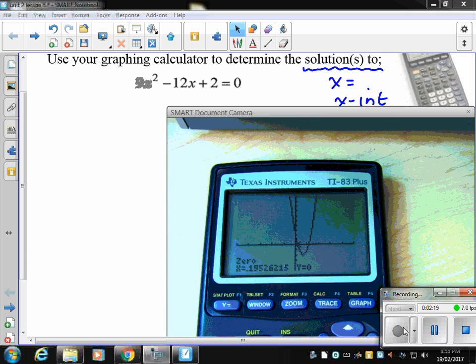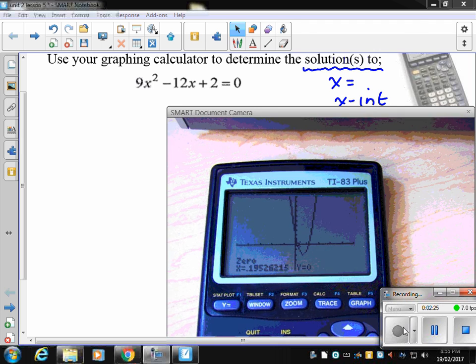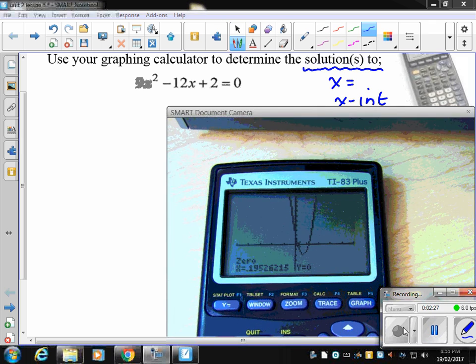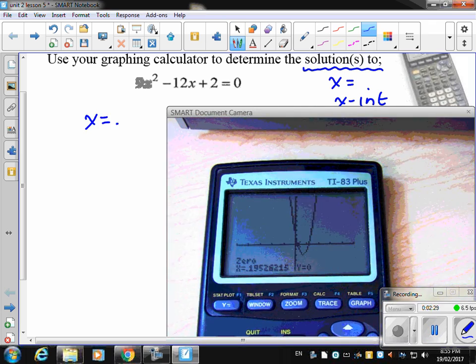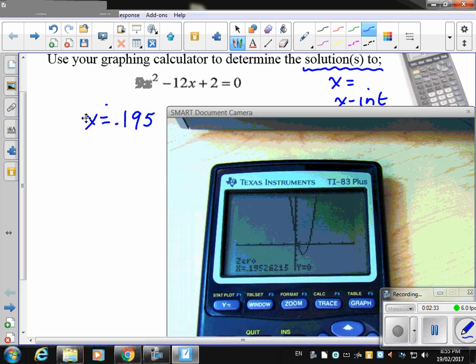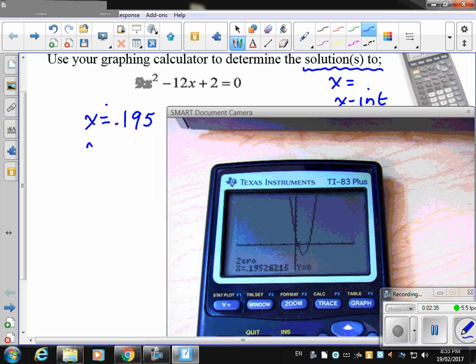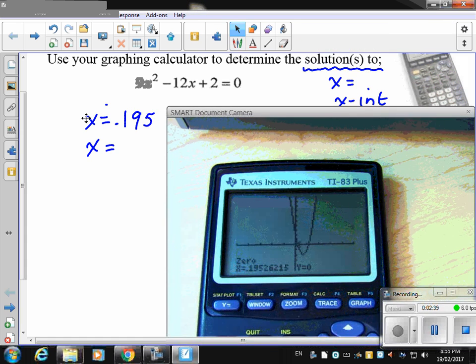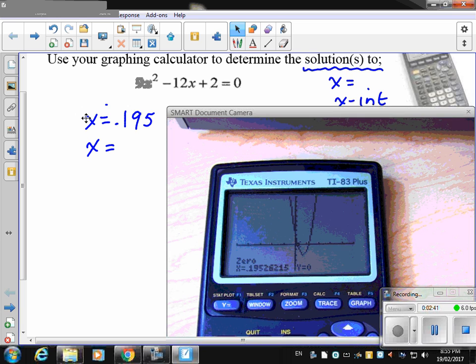So I have 1, 0 as x equals decimal 1.9 and so on. Ooh, that's ugly. The ones we looked at yesterday were a lot nicer than that. So x equals approximately 1.95. So you're not guaranteed that x-intercepts are beautiful, pretty whole numbers, or integers, or even just reasonable fractions.